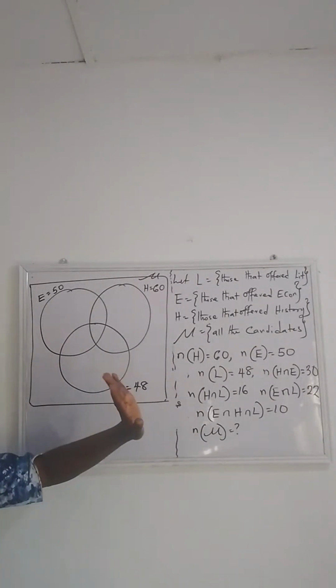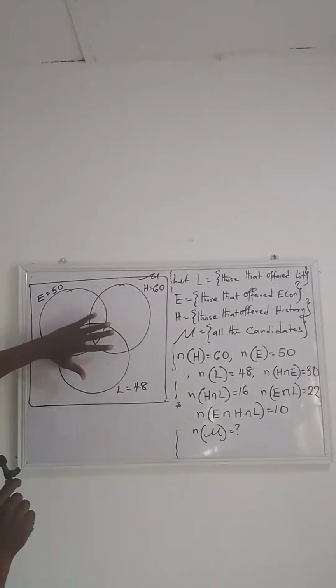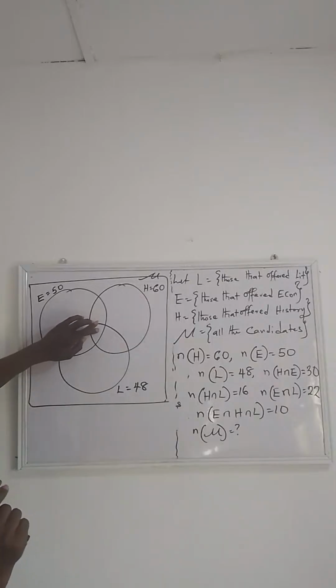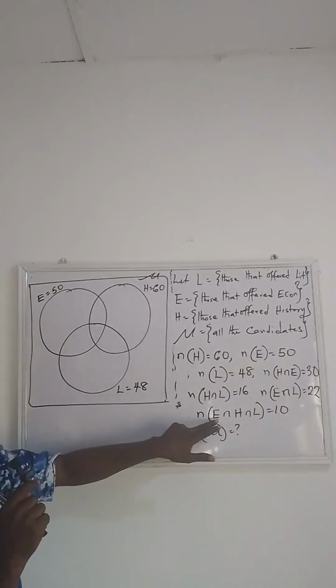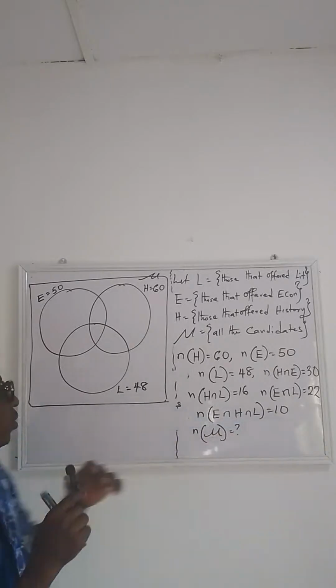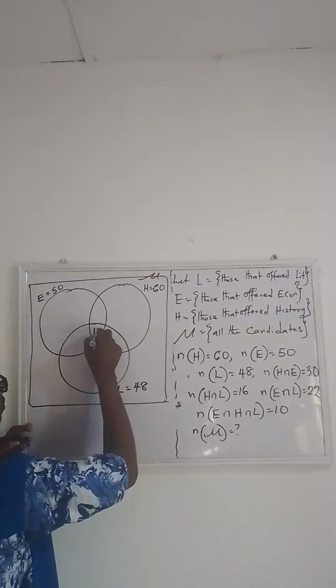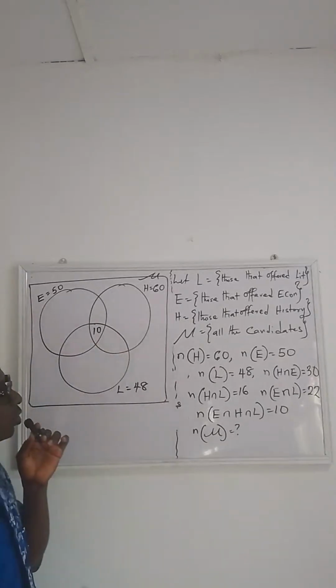All right, now let's look at the question. I told you the last time in the class that whenever you want to enter any value into these 3 subsets, the first one is the number of those that participated in the 3 events. So in this case, we are given that the number of those that offered economics, history, and literature is 10. So let us enter 10 here. All right. So 10 students offered the 3 subjects.